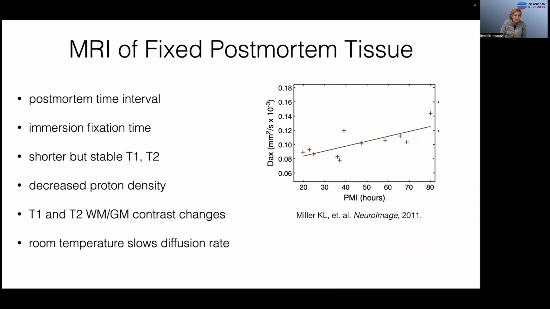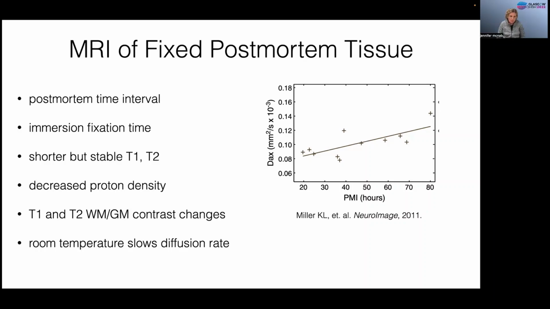Fixation is achieved with immersion fixation for human samples as opposed to perfusion fixation with animal samples, and that means it'll take at least 6 to 8 weeks to usually fix all the way through a whole brain, or that can happen over a much shorter time frame if you're just using a much smaller section of tissue.